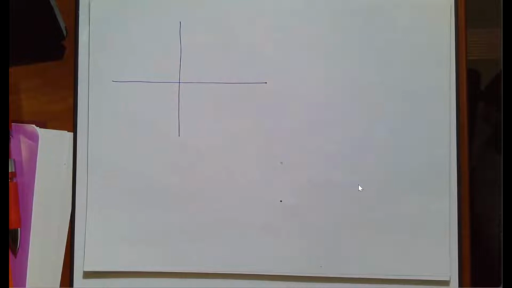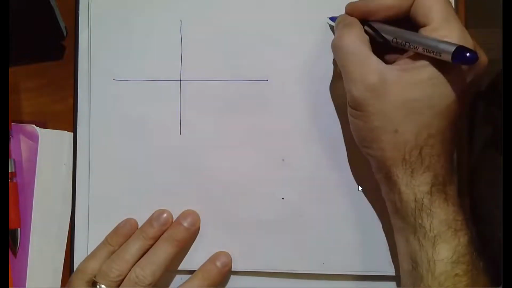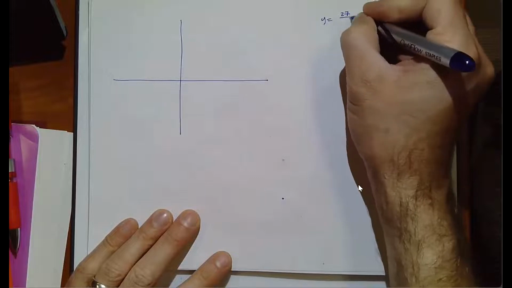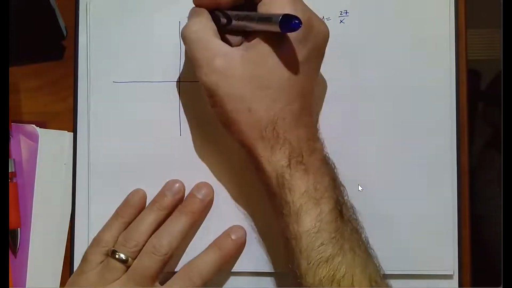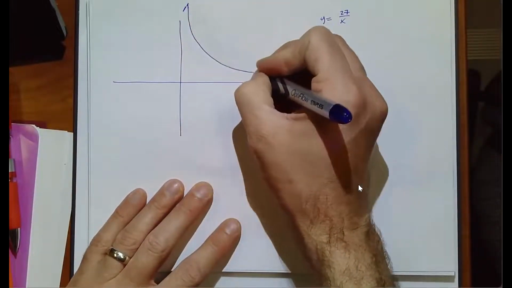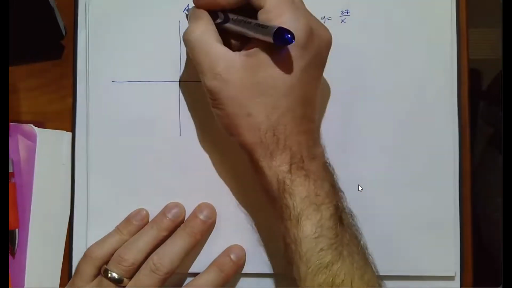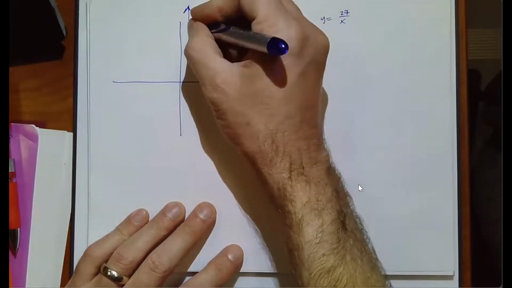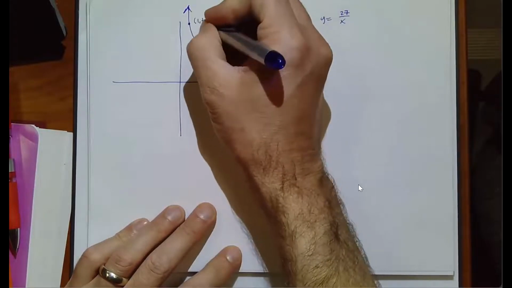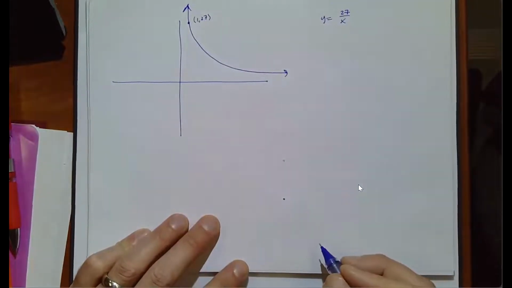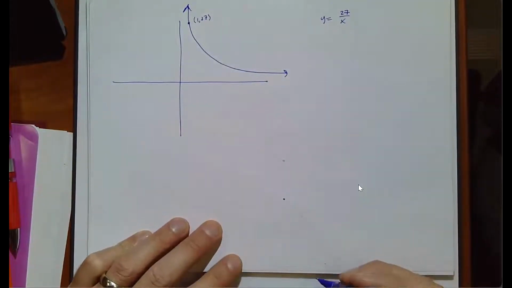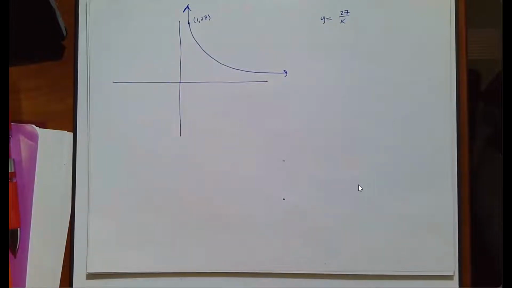So I know that 27 over x looks like 1 over x, but bigger, kind of. So 27 over x is going to be something like that. I might think about a couple points just for my own reference: 1,27 I know is on there. 27,1 is also on there. 3,9, 9,3. Right. There are some points on there that I could think about in case I see something else that goes through one of those points.